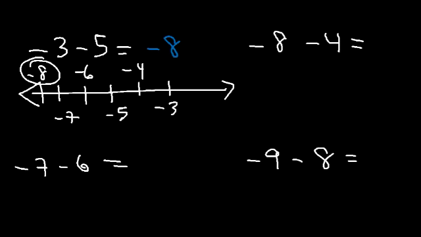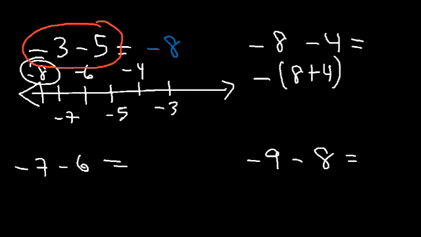So when you have two negative numbers written in the way that we have it in this video, what you could do is just add 3 plus 5, which is 8, and then make it negative. So -8 minus 4 is the same as 8 plus 4 with a negative on the outside. So what you could do is say 8 plus 4 is 12 and add the negative sign.